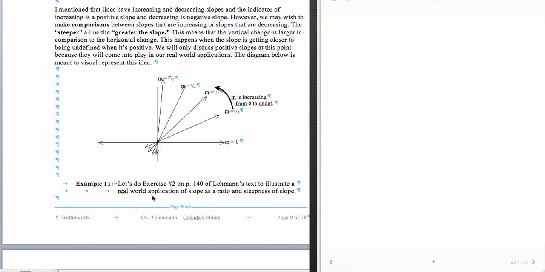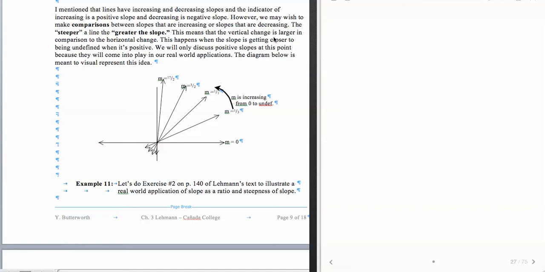Right, this is section 3.3 continued. We're just going to talk about comparing slopes briefly here. I mentioned that lines have increasing or decreasing slopes, and the indicator of increasing is a positive slope and decreasing has a negative slope. However, we sometimes want to make comparisons between slopes that are increasing or slopes that are decreasing. We're just going to talk about ones that have an increasing slope right now because that's more applicable to most of our real world models, most I say.